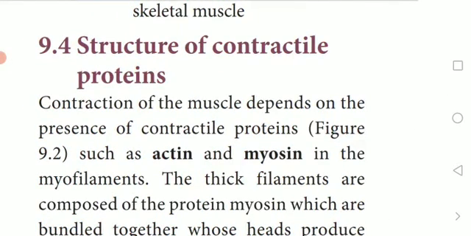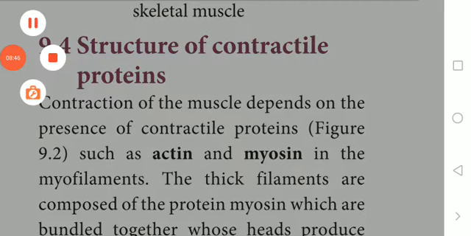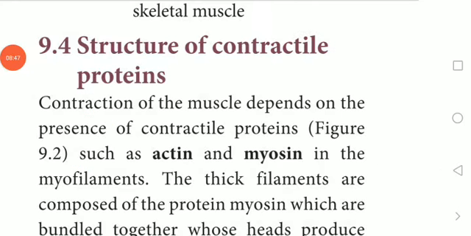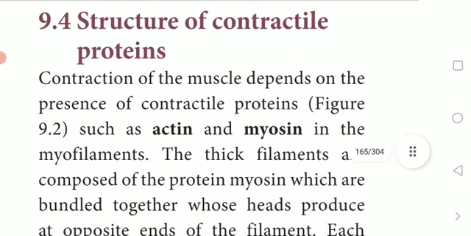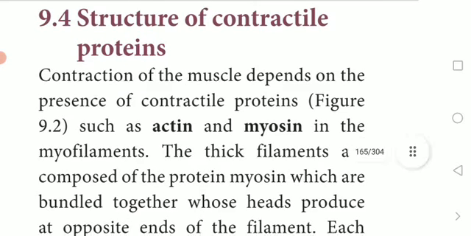So the proteins which are present in the muscles, that structure we are going to see, we call as the structure of contractile proteins. Contractile means the muscles which contract or wrinkle. When the muscles undergo contraction, what proteins are used and what is the structure of those proteins, we are going to see in this topic.